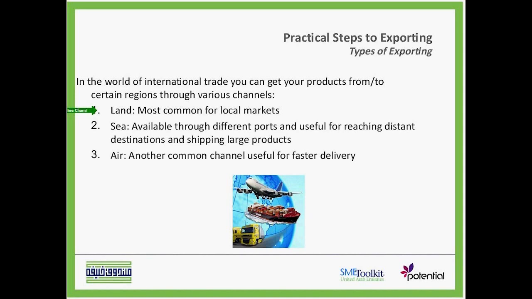So if you are going to export to a neighboring country, it would make the most sense to actually transport by land because it is quite safe, it is quite secure, it is not very costly, and it is quite fast as well. So it is the one that is most commonly used for regional and local markets. Now the second one is by sea.